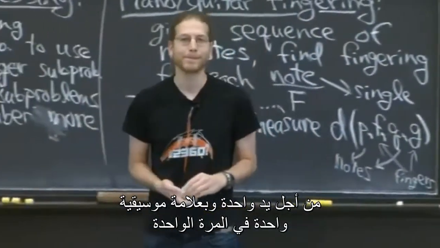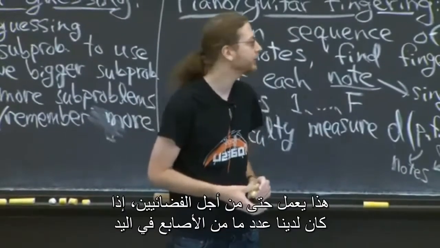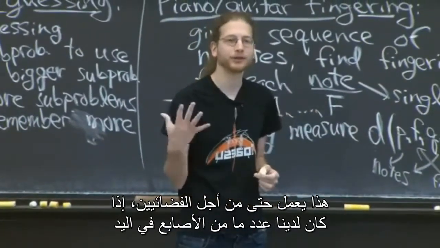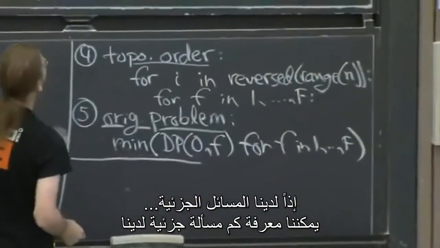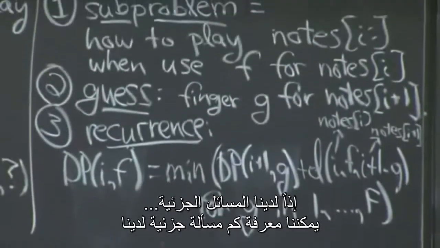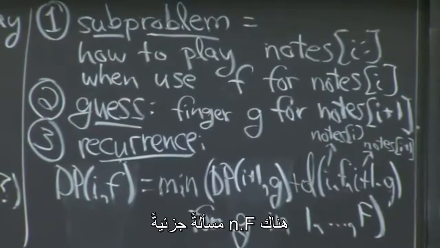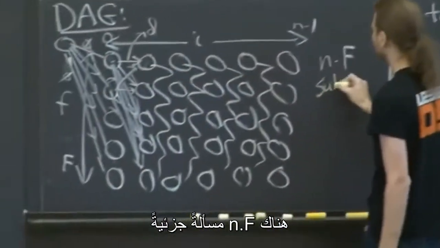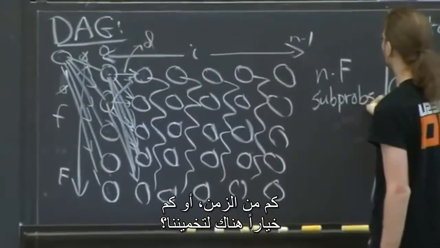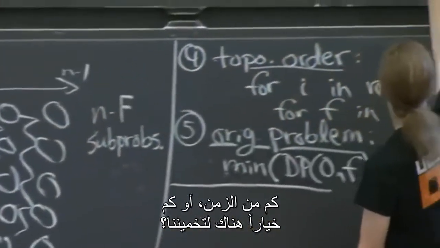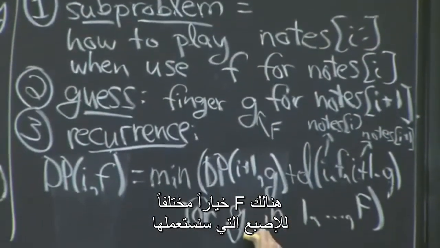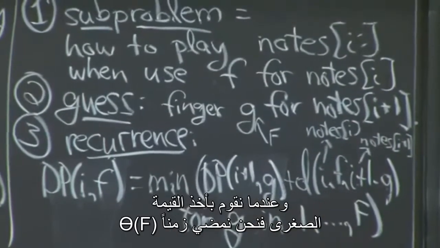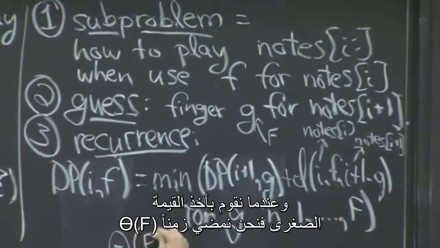how to do piano fingering and guitar fingering for a single hand, 1 note at a time. Questions? And this even works for aliens if you have arbitrarily many fingers on your hand. I guess we should figure out what's the running time. So we have subproblems. Well, we see how many subproblems there are here. There's n times f subproblems. How much time, or how many choices are there for our guess? Well, there's f different choices for what finger we use. And when we do this min, we spend theta f time.